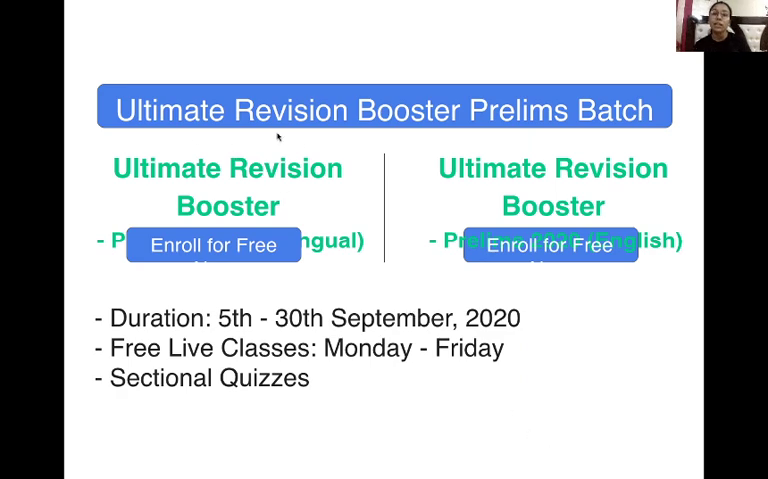Also here is the Ultimate Revision Booster Prelims batch, which is free. The first one is Ultimate Revision Booster, which is in bilingual, so you can enroll for it for free. The second one is Ultimate Revision Booster Prelims 2020, and it is in English. You can enroll for both of them for free. You do not have to pay anything for it. You can enroll by clicking on the link provided in the description box. The duration of these prelims revision booster batches is 5th to 30th of September 2020.